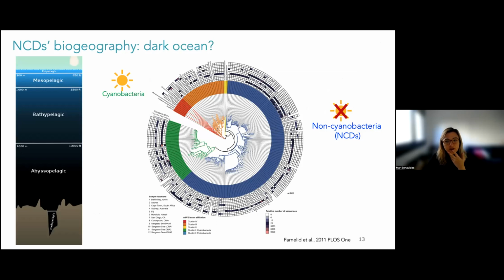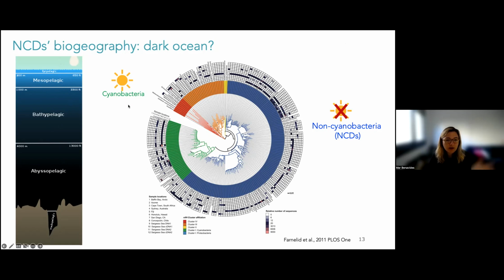Another potential place to find NCDs, and this has been something we have been working on in the past 10 years quite hard, is the dark ocean. If you think about the distribution of the water column, the open ocean can go down to 11,000 meters. But the place where you have light is just the very upper layer, what we call the epipelagic zone, which goes down to 200 meters. And below that, there is basically no light to do photosynthesis.